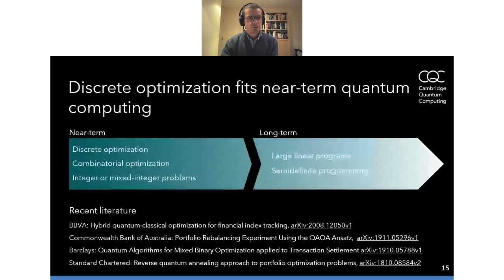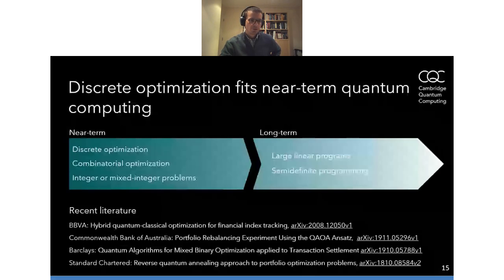What is perhaps less suited for today's quantum computers are large linear programs. These are typically real valued optimization problems. They are also very compute intensive problems in real world use cases, but they might not be very suitable for near-term quantum computers, we think. Similarly, for semi-definite programming problems, there are some ideas on how to port them into more near-term frameworks, but this seems to be a bit further out than the combinatorial optimization problems.